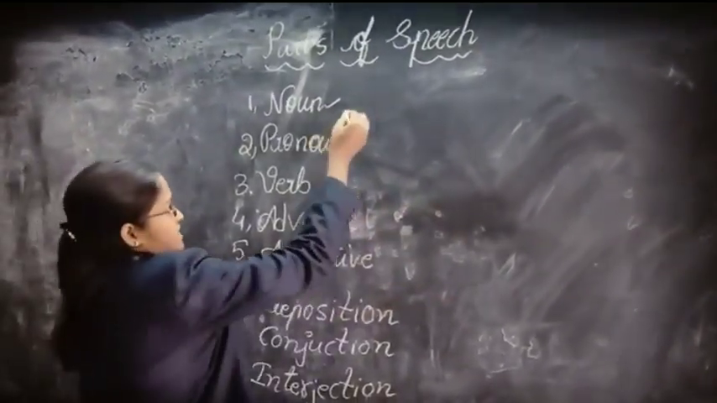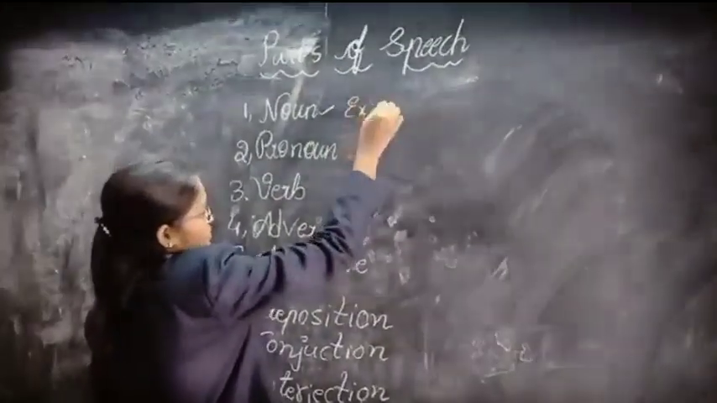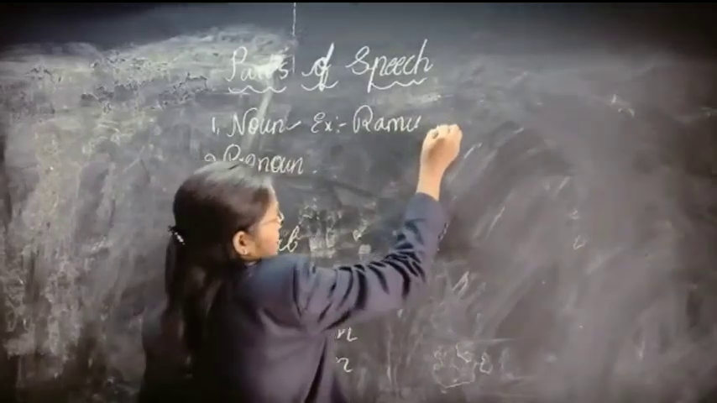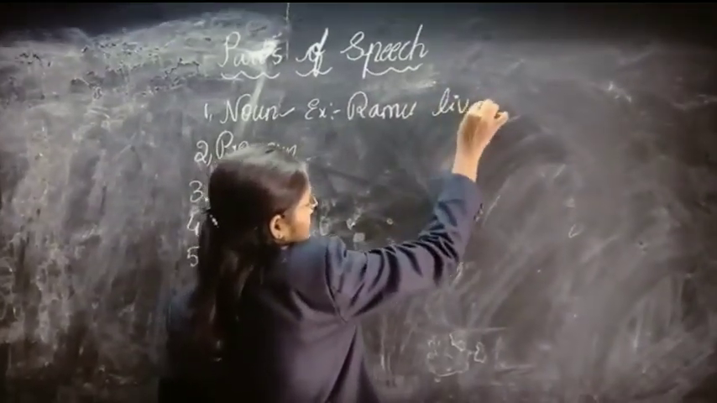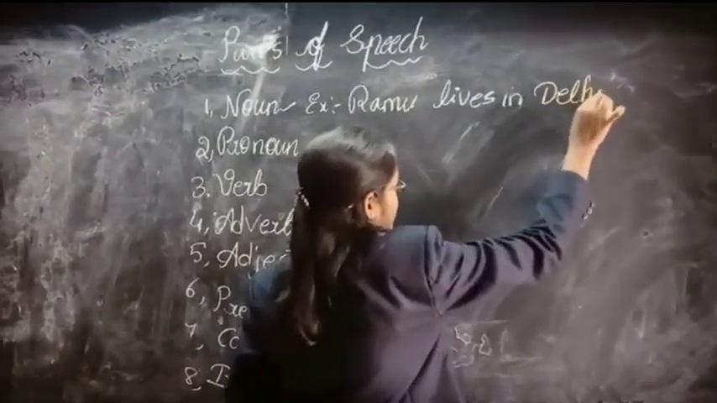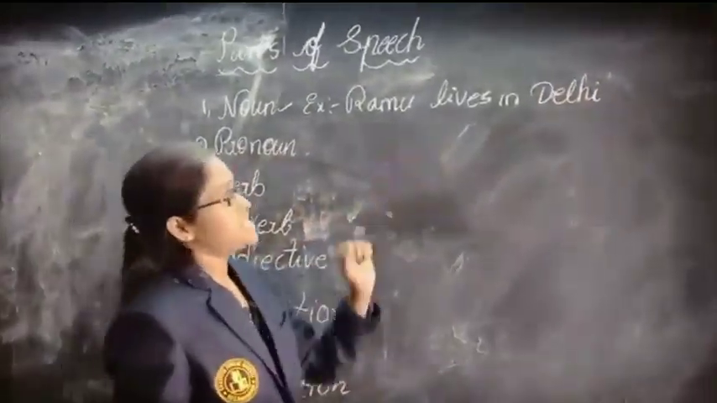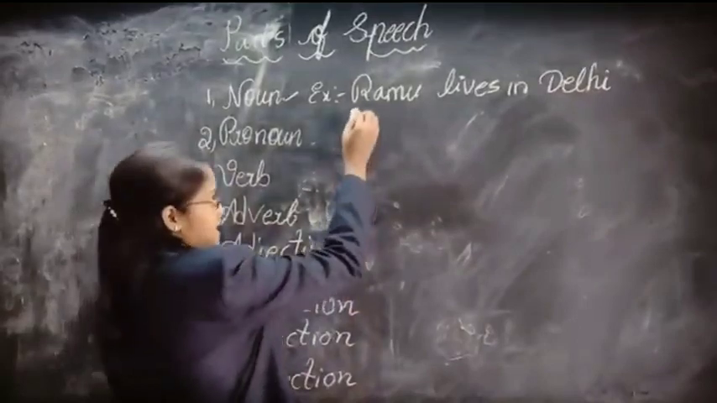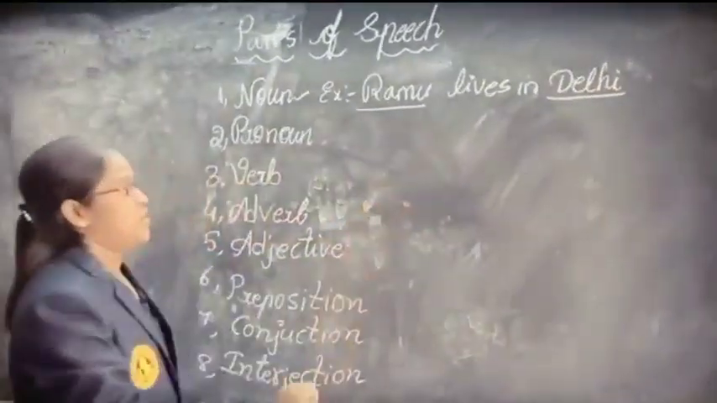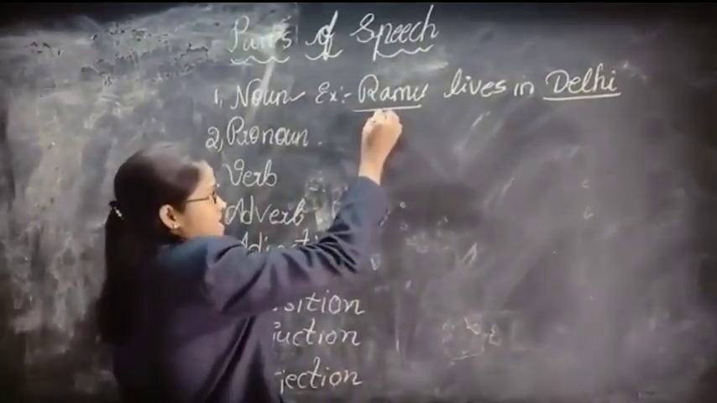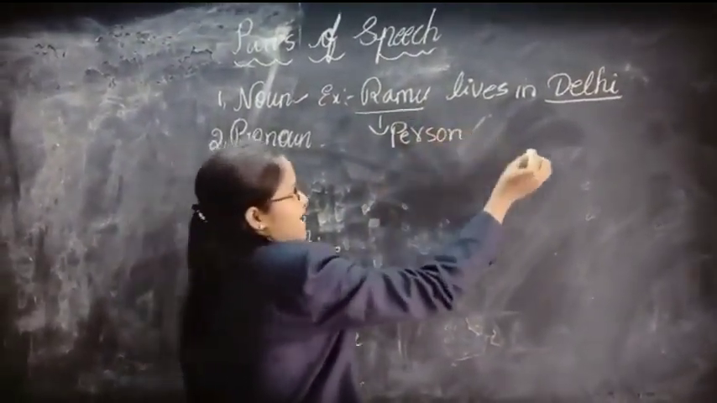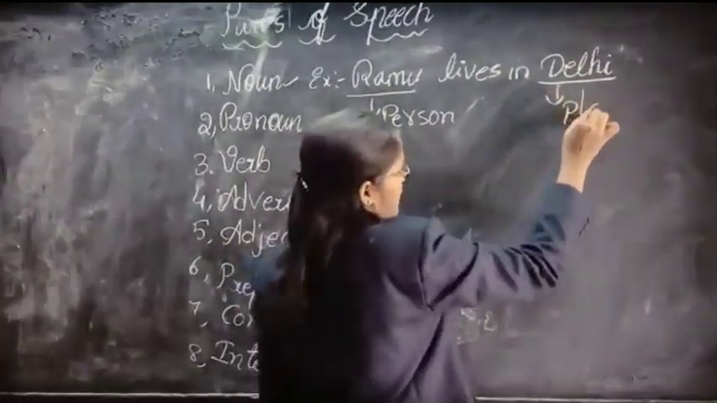Based on this noun, I will give you one example. What is the example? Ramu lives in Delhi. In this sentence, which is the noun? Ramu is the noun and Delhi is the noun. Why are they nouns? Because Ramu is the name of a person and Delhi is the name of a place.